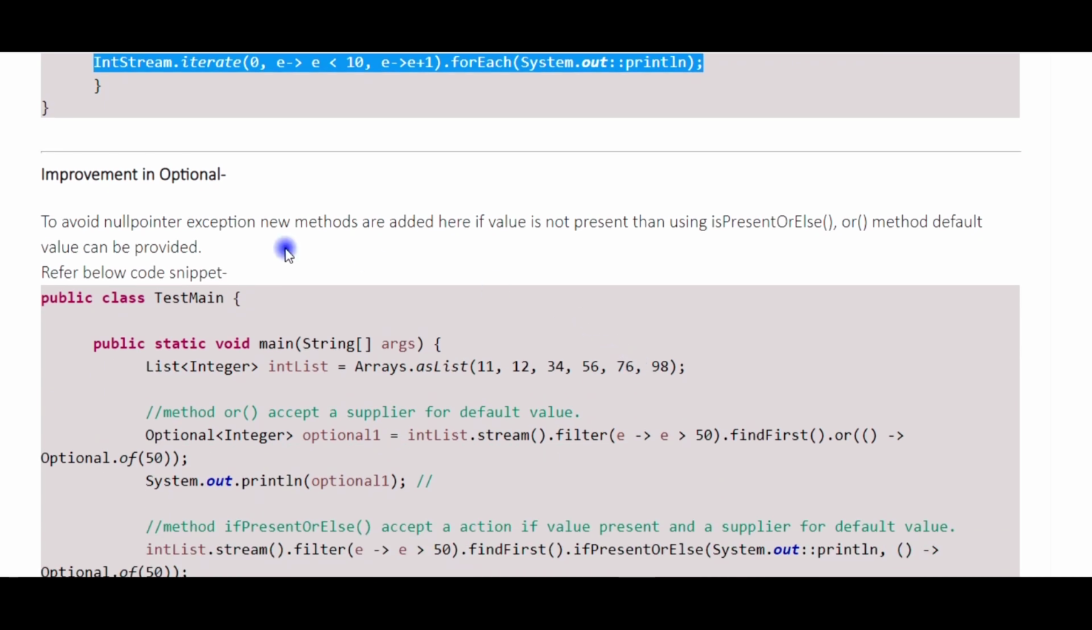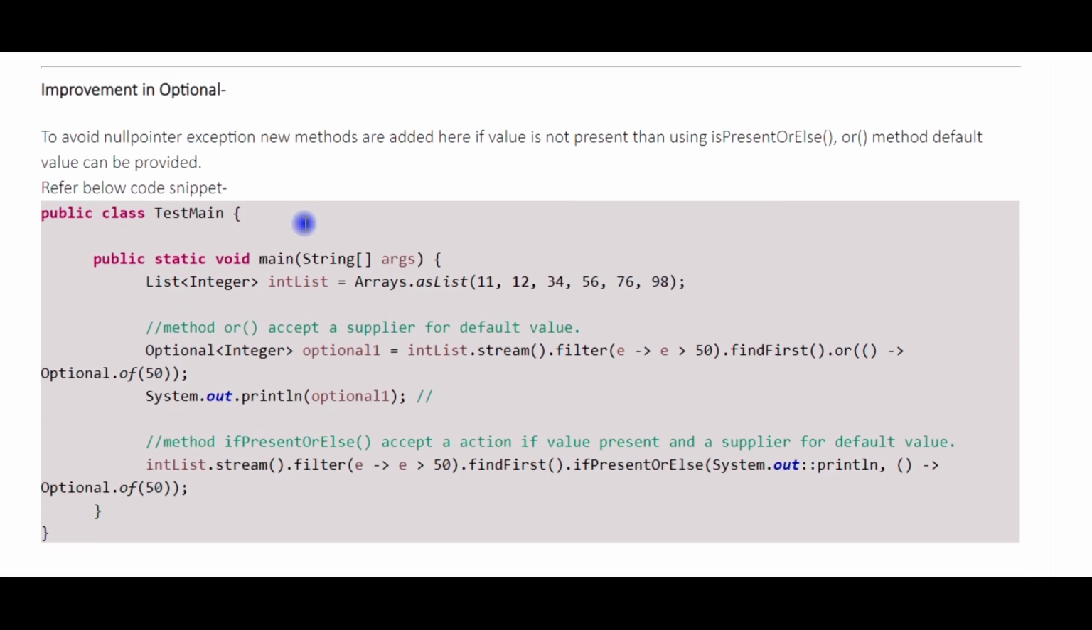So the next thing is improvement in the Optional API. Earlier, before Java 9, there were a lot of issues with the Optional API regarding null values. To avoid those, in Optional we have two new methods, ifPresentOrElse and or method. Using these methods we can provide default values.